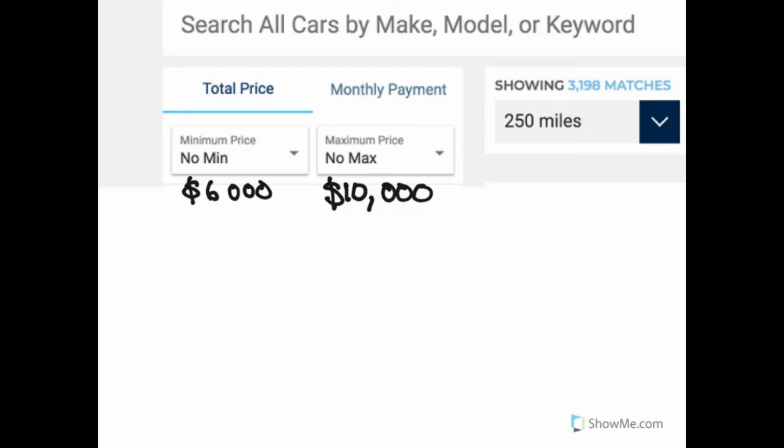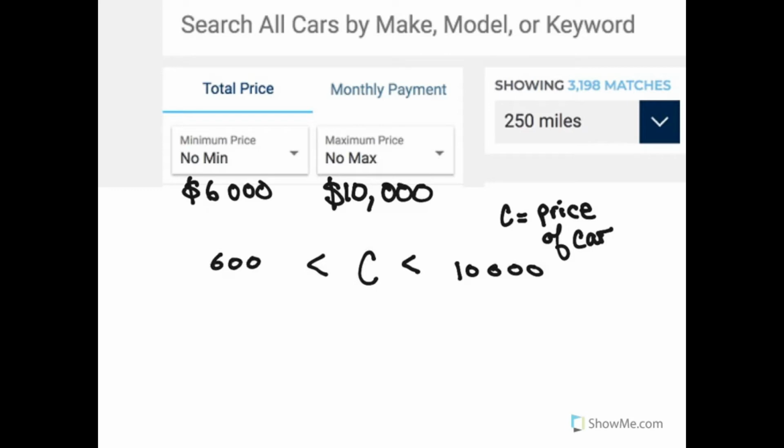One way to write this as an inequality is to put the variable C, that stands for the price of the car, between the two values that are the maximum and the minimum. Since the price range is between $6,000, including $6,000, and $10,000, putting the variable in the middle represents that between idea.